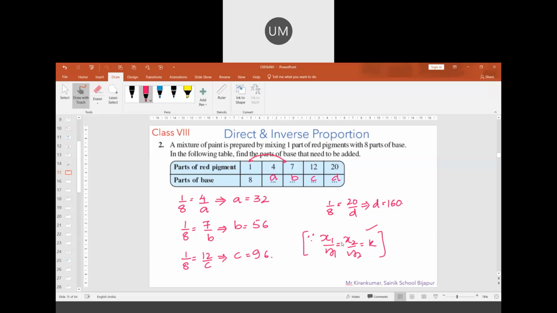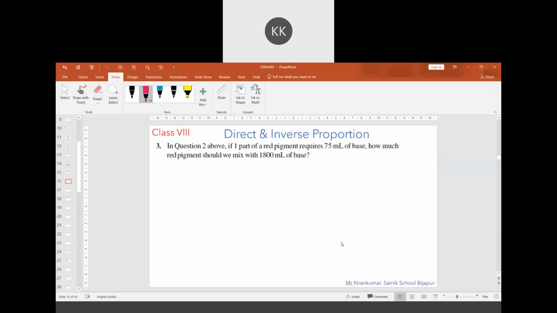Question 3 is related to question 2. In question number 2, if one part of red pigment requires 75 milliliter of base, how much red pigment should we mix with 1800 milliliter of base?